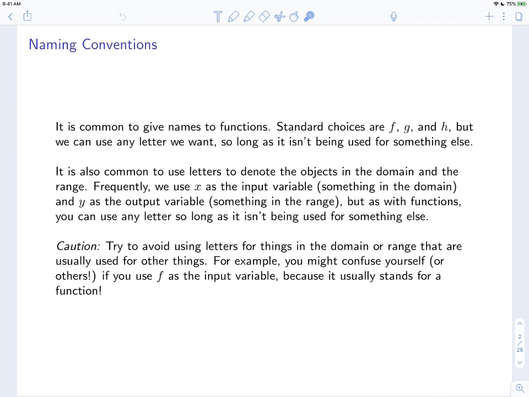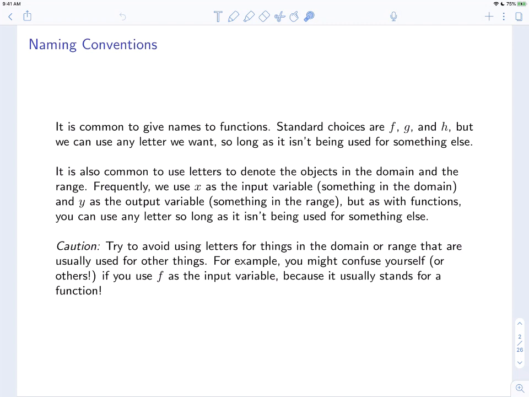Let's talk a little bit about naming conventions. It is common to give names to functions, and standard choices are f, g, and h. We like to pick f for function because f is the first letter of function, but really we can use any letter we want so long as it isn't being used for something else. It's also common to use letters to denote objects in the domain and the range. Frequently we use x as the input variable, something in the domain, and y as the output variable, something in the range.